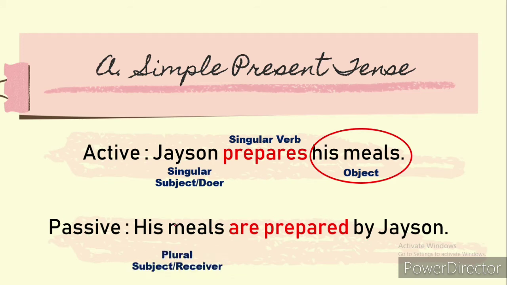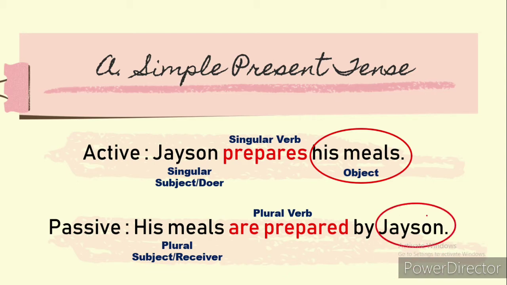His meals here is a plural subject and it is not the doer of the action or the verb are prepared. Are prepared is a plural verb. And Jason is the doer but not the subject. Take note that if the sentence is in simple present tense, always observe the rules on subject-verb agreement. We have here a singular subject and a singular verb, a plural subject and a plural verb.